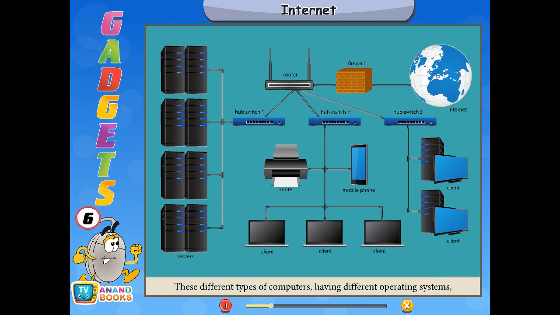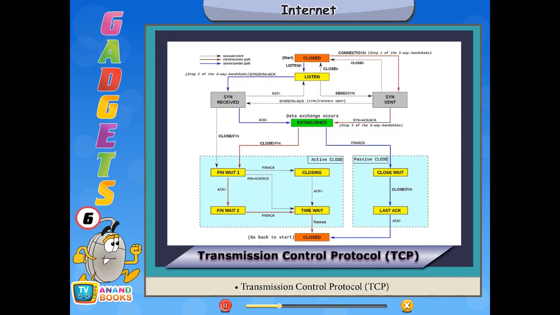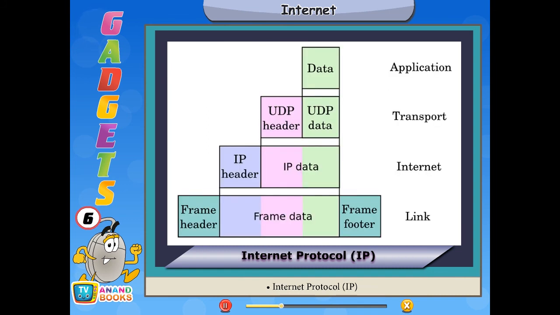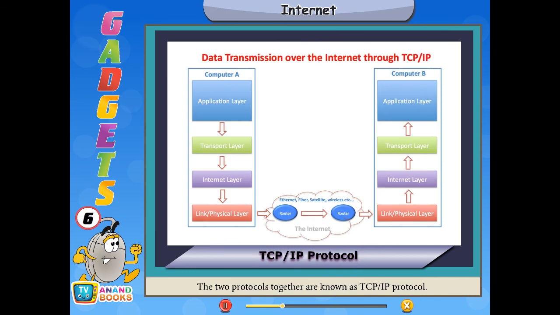Working of the Internet. The internet is a global network of computers. These different types of computers, having different operating systems, are able to communicate with one another through a common set of rules. These rules are called protocols. Some commonly used protocols are Transmission Control Protocol, TCP, and Internet Protocol, IP. The two protocols together are known as the TCP/IP protocol.